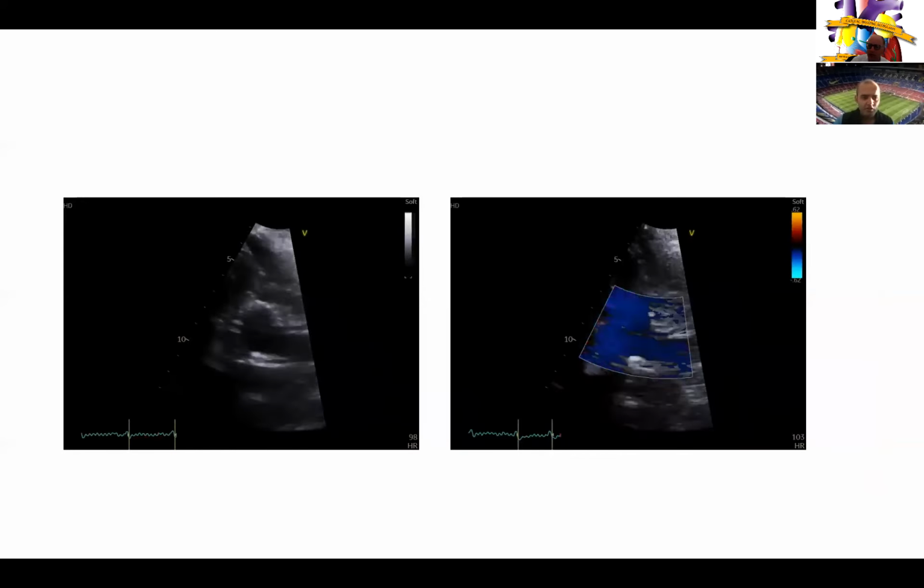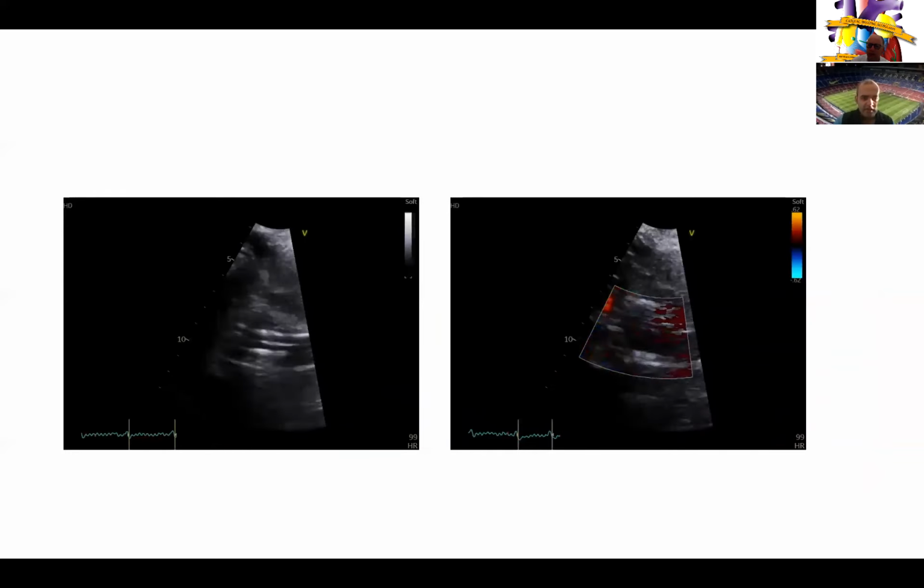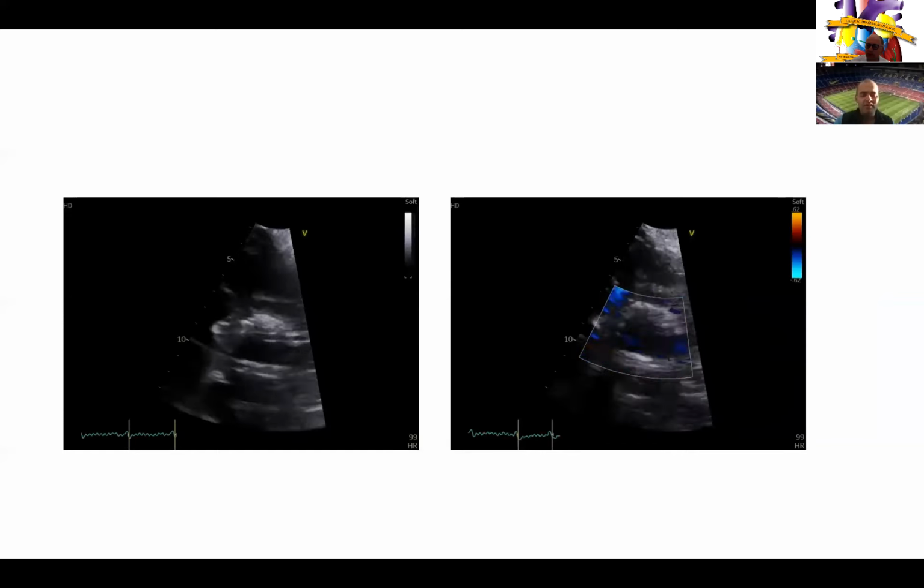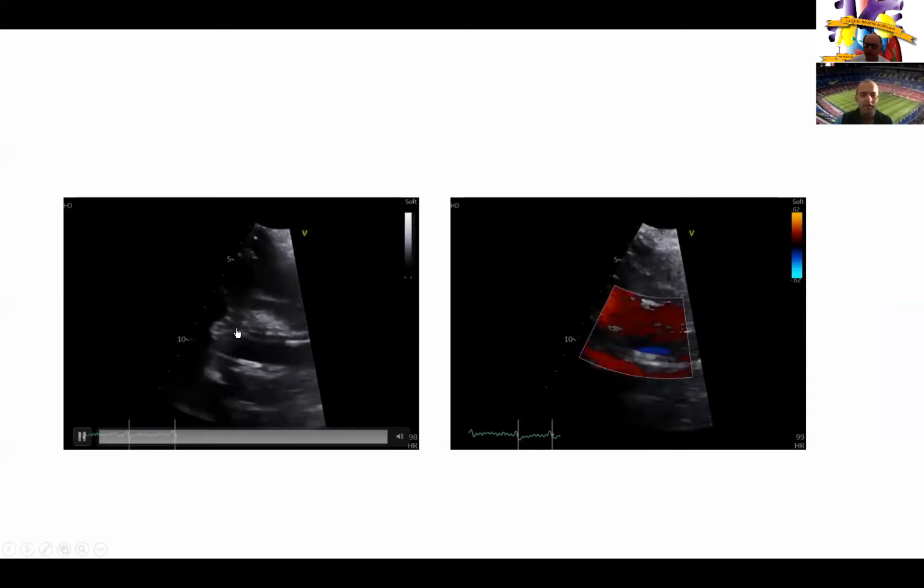So here's a short axis view of what looks like the aortic valve. You appear to see some mild thickening of the aortic valve, but you don't get an appreciation.